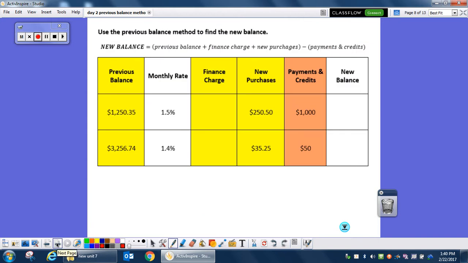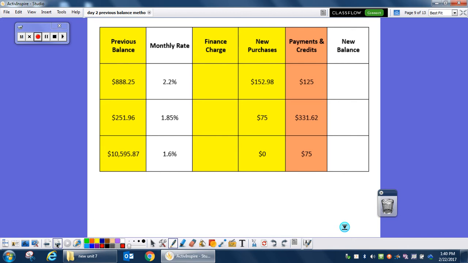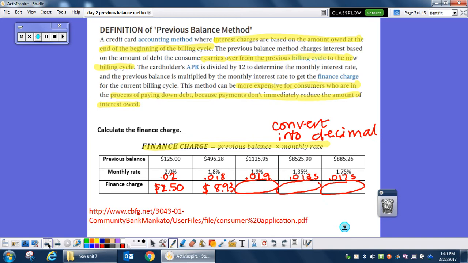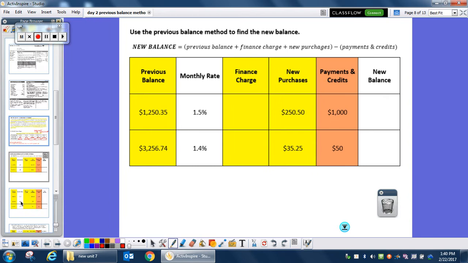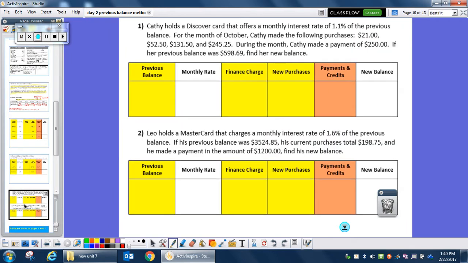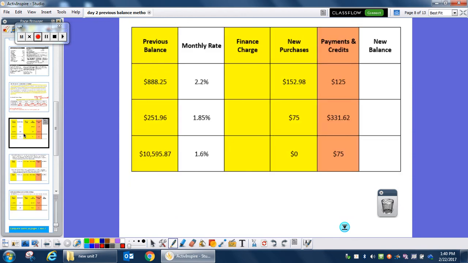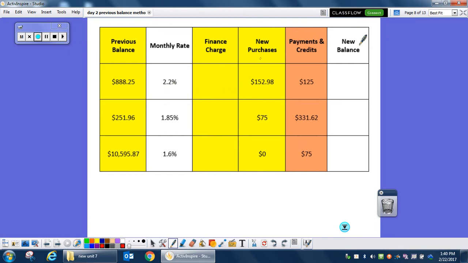Okay, so if you want to color code these, color code them. I tried to color code them up here to help you decide what you have to actually multiply and what you have to actually add and subtract. So I just want to make sure I have the right ones here. All right, so you guys have the 888. So the yellow means what you have to pay, and the payments and credits are what you've already paid.